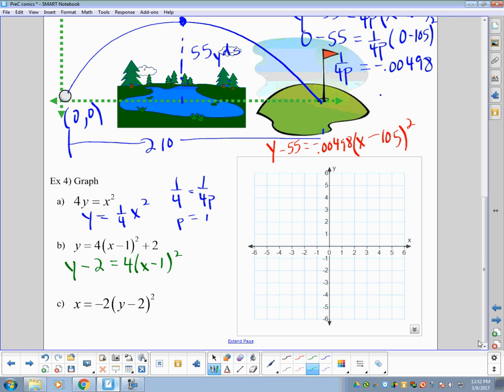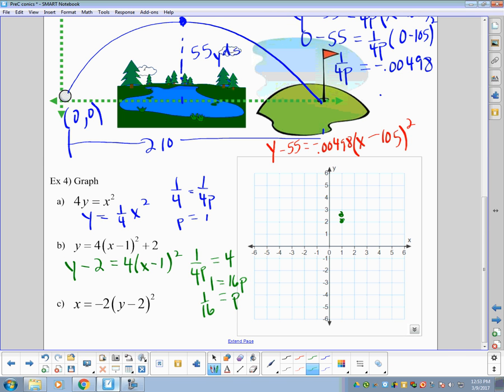What's my vertex? Other way around. 1, 2. x would be 1. And which way is it opening? Up and down again. Now this time we have 1 over 4p equals 4. So what does p equal in this case? Good. Cross multiply, you have 1 equals 16p. P equals 1 over 16. I don't know that I can even draw that accurately on here, but 1/16 above.